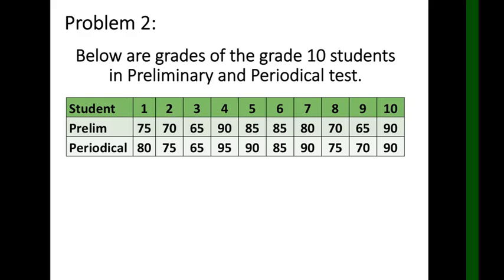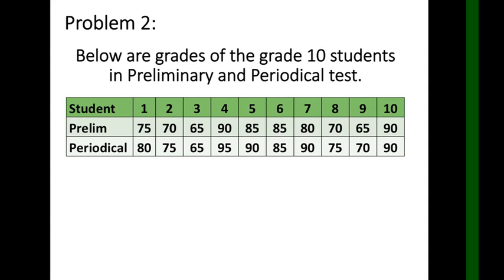Okay? Another problem. Problem 2, we have below the grades of the grade 10 students in prelim and periodical tests. So we will find if there is a significant relationship between the prelim and the periodical scores of the students. No? Na kapag ba mababa ang prelim niya, there is a possibility na tataas ang kanyang periodical, or kapag mababa ang prelim, ibig sabihin mababa na rin ang periodical, or kapag mataas ang prelim, mataas din ang periodical.